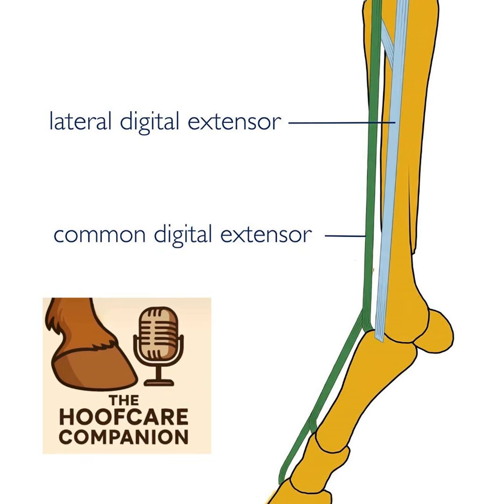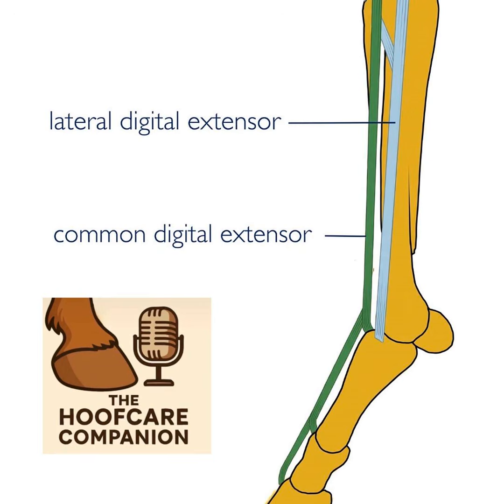Origin, route and insertion. In the forelimb, the common digital extensor muscle originates from the extensor fossa on the lateral epicondyle of the humerus. Its tendon passes over the dorsal aspect of the carpus beneath the extensor retinaculum, continues down the dorsal surface of the third metacarpal bone and crosses the fetlock before inserting on the extensor process of the distal phalanx, P3. Small fibrous attachments also connect to the proximal and middle phalanges.